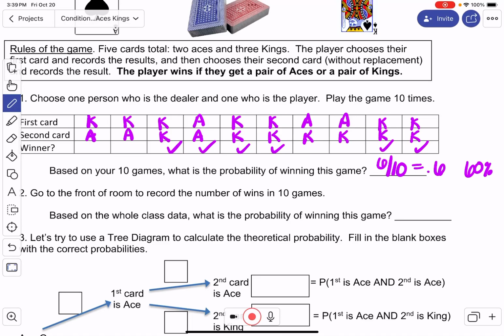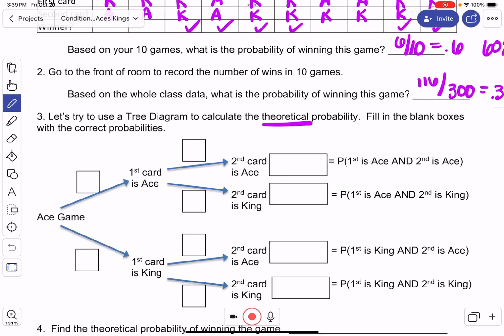So this is our chart filled in, and we won 6 out of 10 times. Now, if you decide to do this, that's fine. We did this in another class, and we played a series of times, and the class total ended up being 116 out of 300 times, and that probability was 0.387.